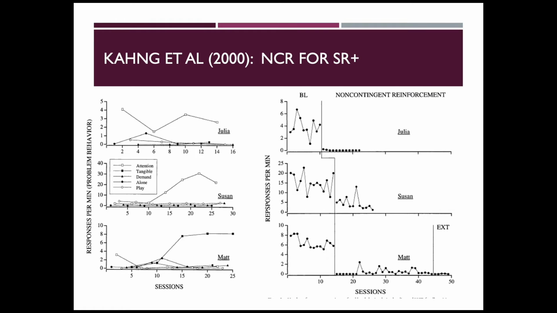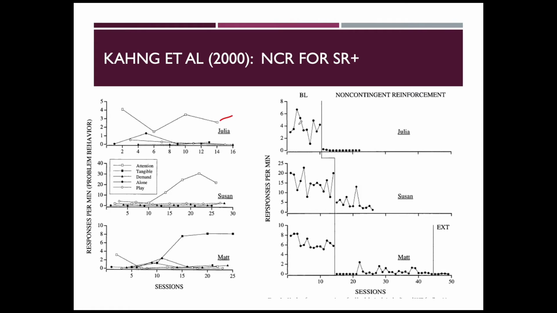So let's look at a data set from Seungwoo Kang that's referencing NCR for behavior maintained by social positive reinforcement. So on the left, you see the functional analysis graphs, and these data are showing, at least for this participant, Julia, that problem behavior is maintained by social positive reinforcement. Why? Because it occurs most in the attention condition, and that is a test for social positive reinforcement. So now we have some baseline.